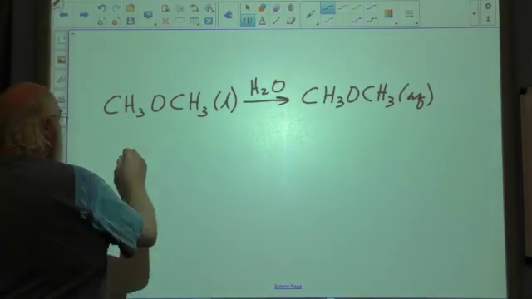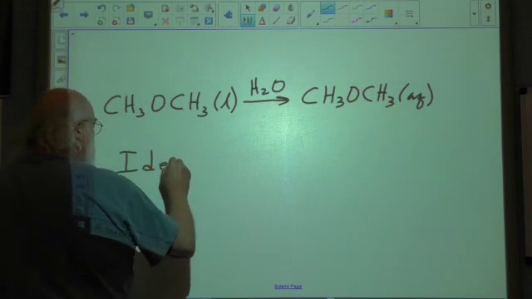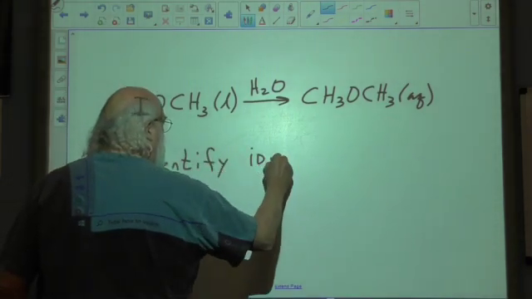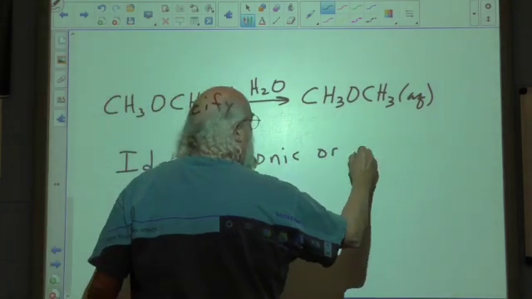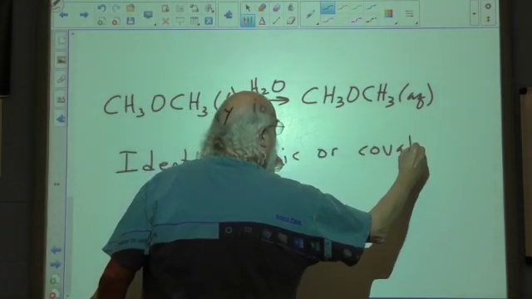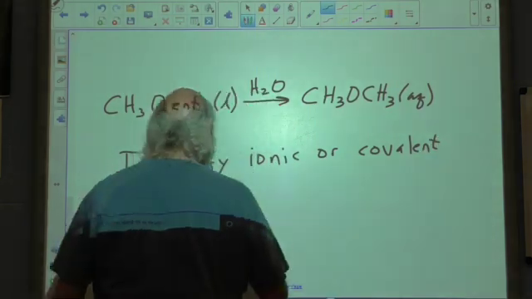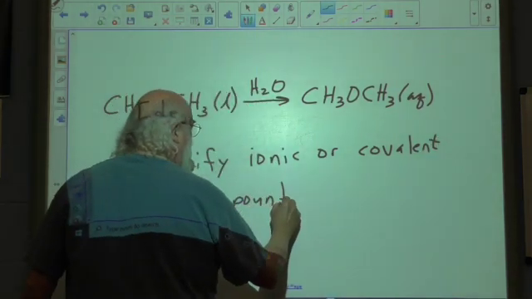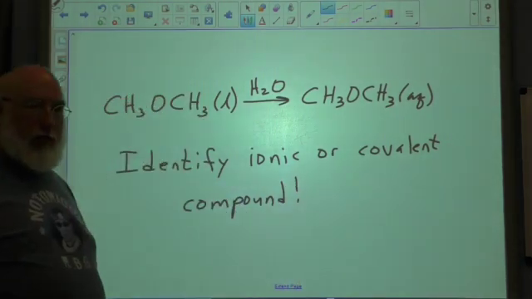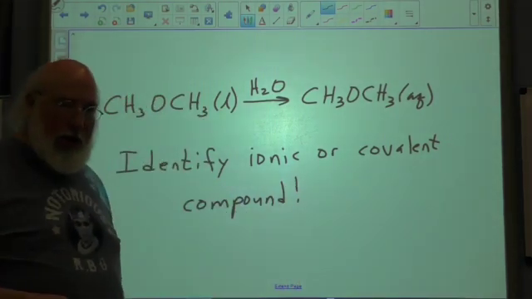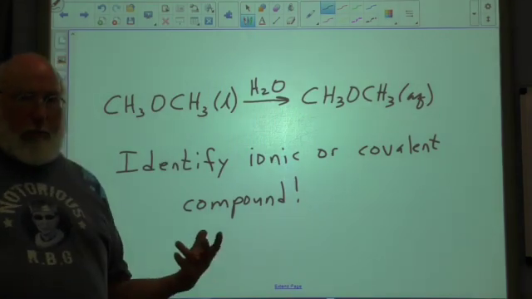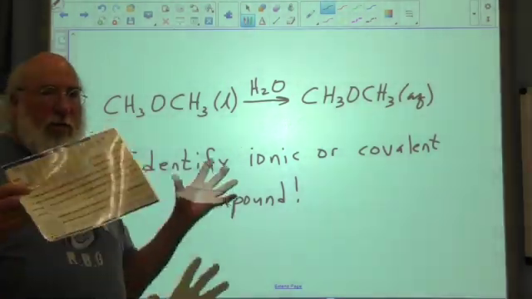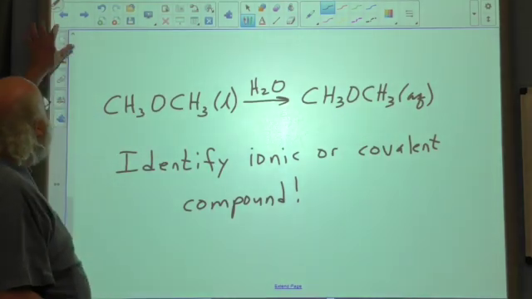So you have to identify first, and this is so important, ionic or covalent compound. That is going to give you the direction that you need to go to figure out how you want to end up with your products. Do I get pieces or do I get the entirety? Pieces if it's ionic, the entirety if it's covalent.